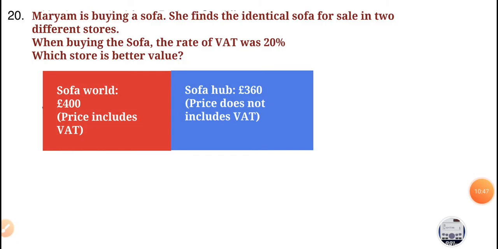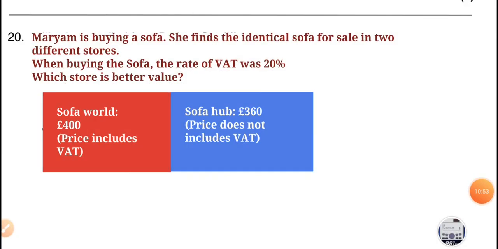So question 20, Mariam is buying a sofa. She finds the identical sofa for sale in 2 different stores. When buying the sofa, the rate of VAT is 20%. So this VAT is a tax you pay to the government. So whenever you buy something, in most cases, you will pay a tax.